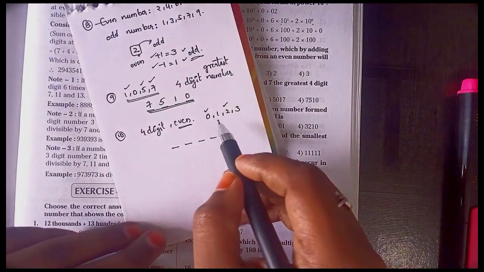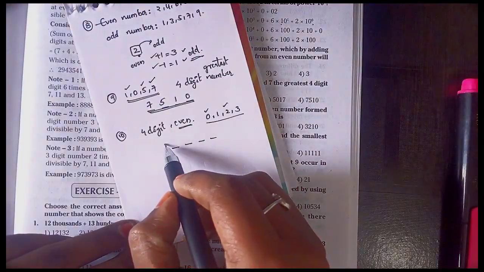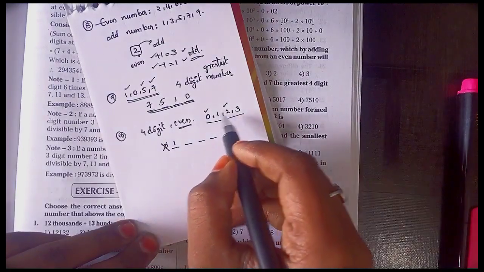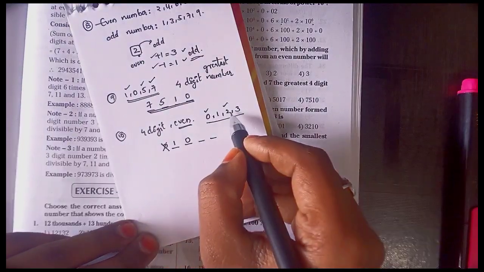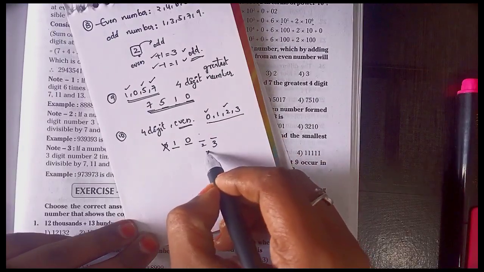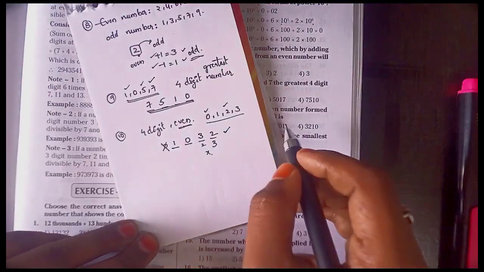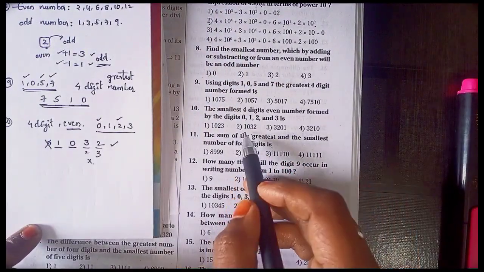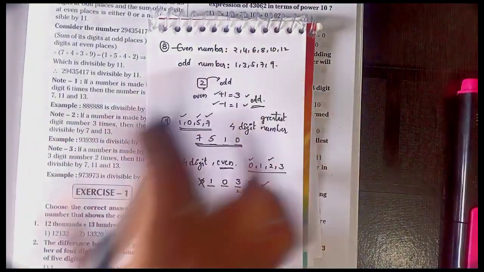Okay, let's see. Among all these 4 numbers, what is the smallest number? That is 0. But we can't write 0 in the first place. So what is the next smallest number? 1. And what is the next smallest number? 0. And what is the next smallest number? 2. But if we write 2 and 3 here, it won't become an even number. But he wants even, right? So it is better to write 3 and 2. So 1032 is the smallest even number formed by these 4 digits. That is 1032. It is in option number 2.